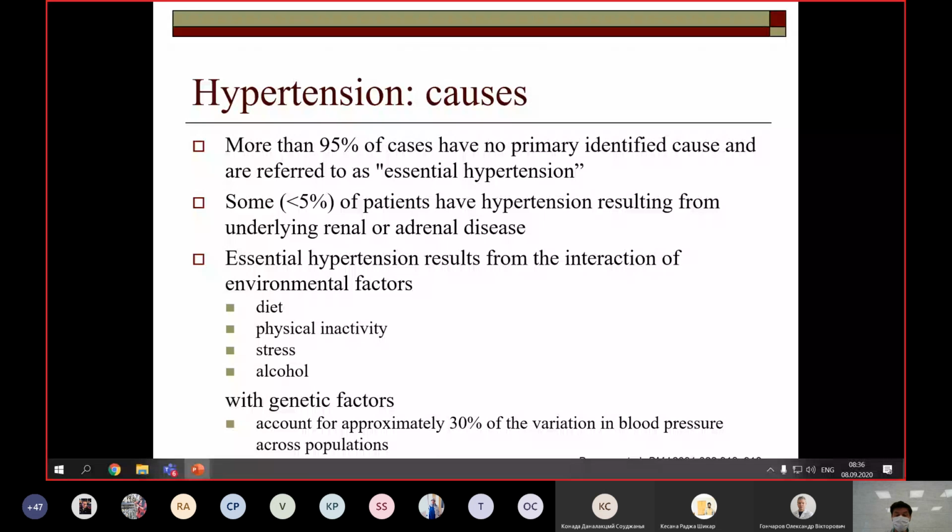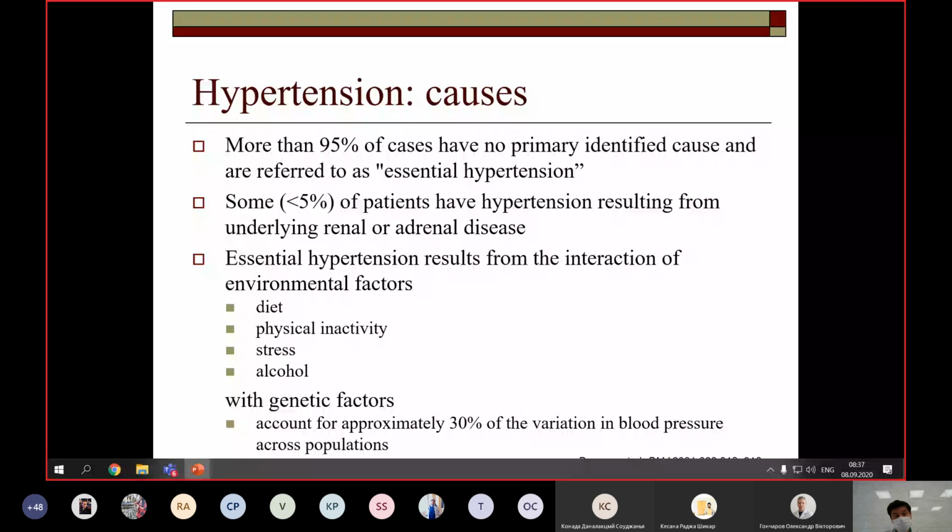Essential hypertension results from the interaction of environmental factors and genes. For instance, diet, physical inactivity, stress, alcohol consumption, some drugs, some diseases and comorbidities including diabetes mellitus, associated with genetic factors, account for approximately 30% of the variation of blood pressure across the general population. All these factors contribute to elevation of BP in the general population and correspond to increased cardiovascular risk personally.